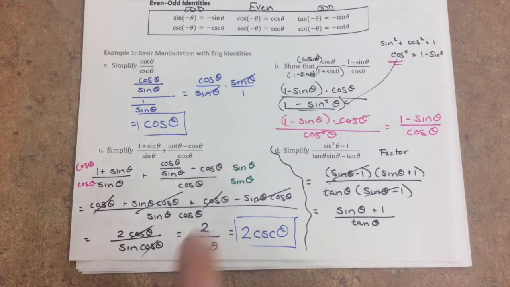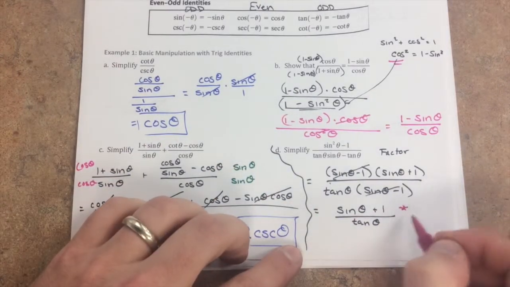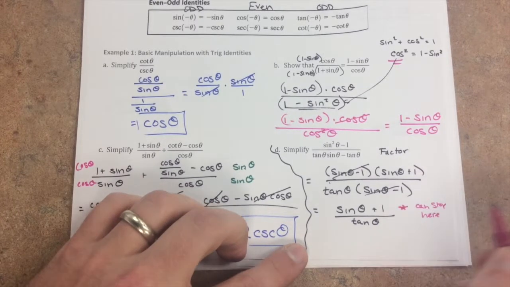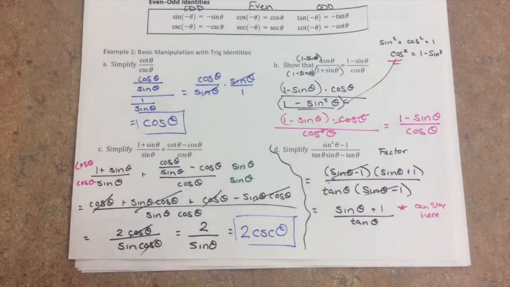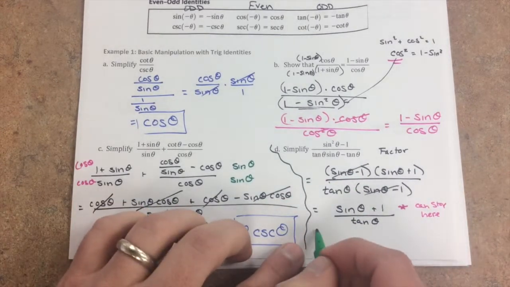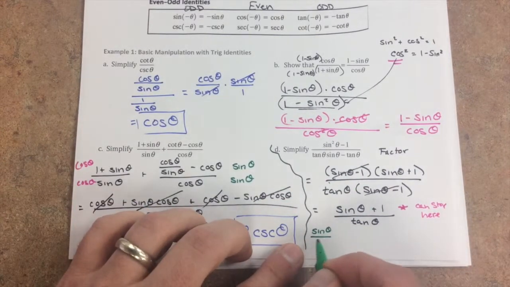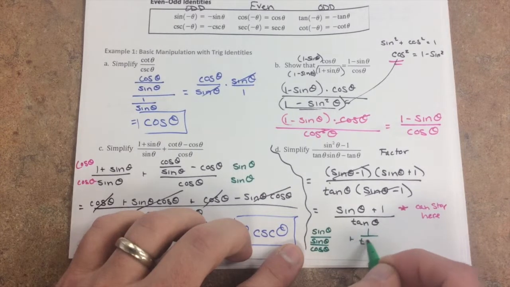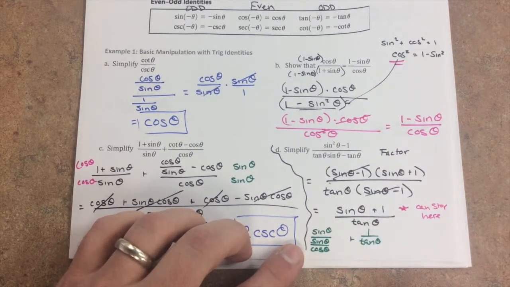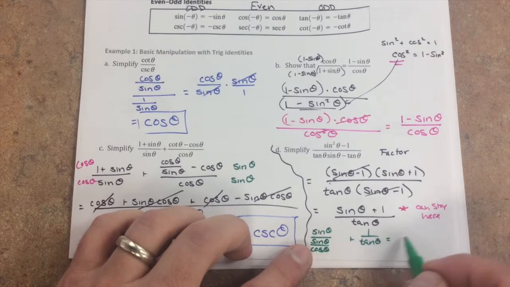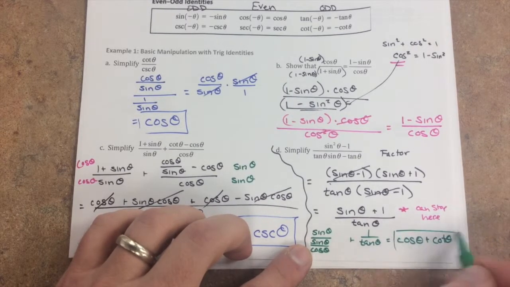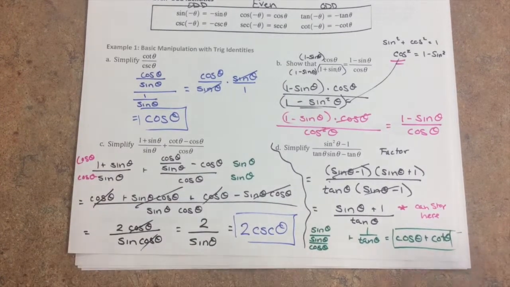Now you could leave your answer like this. This answer is fine. If you wanted to go further, we could write this as sine theta over tangent theta plus 1 over tangent theta, because we have two separate fractions. Well, this just turns into cosine theta plus cotangent theta. And that is the most simplified you can make this problem.